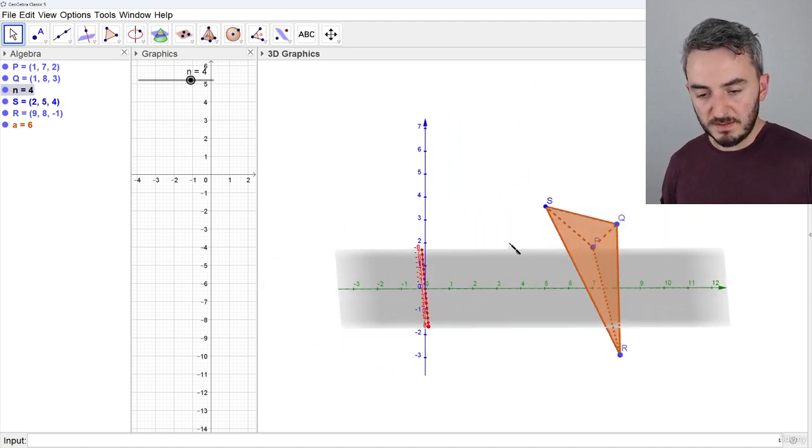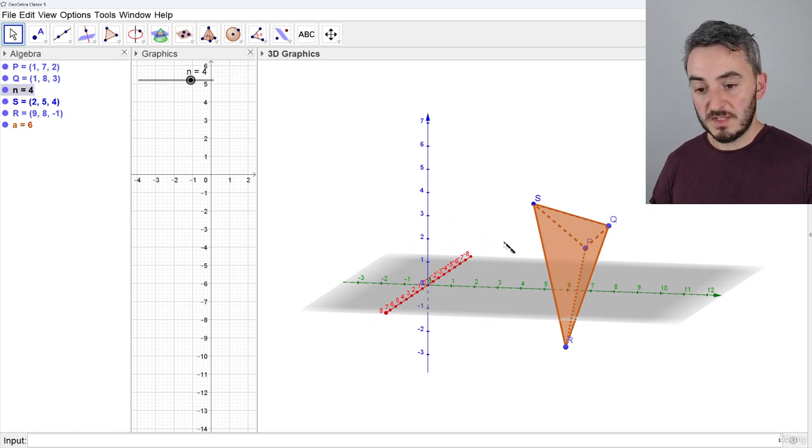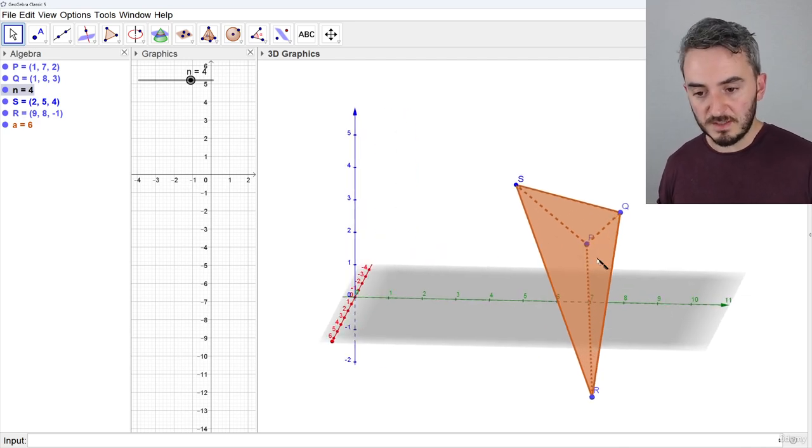So that's quite nice. It actually bears out what we discovered in the algebra, that there are two values of n for which the volume of this tetrahedron is 6.